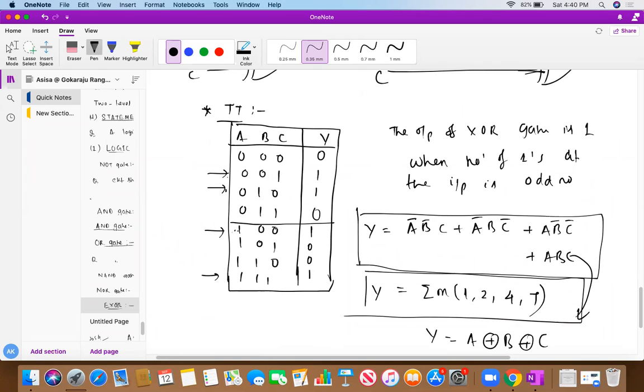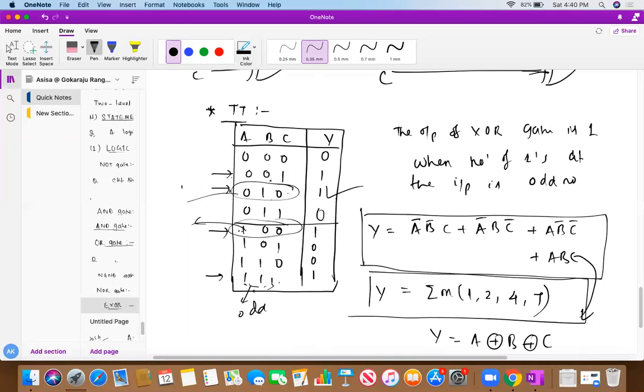Here if you count it, only one. Here how many inputs are there? Three inputs. 3 is odd. Similarly here only one input, 1 is odd. Similarly if you count this, one input, so it is odd. So if there is an odd number of ones at the input, obviously your output will be 1. Okay, so this is actually about the XOR gate.